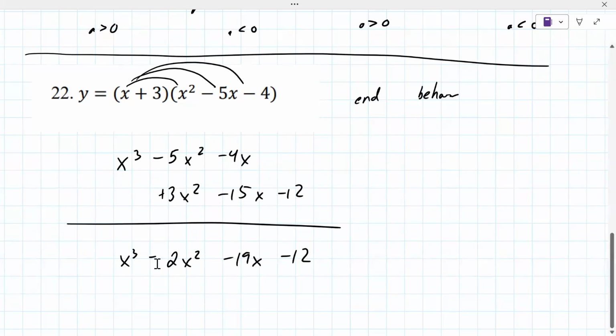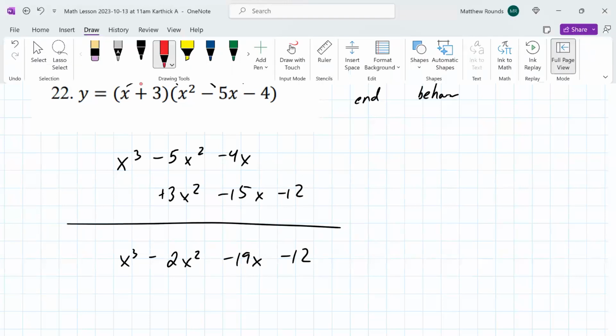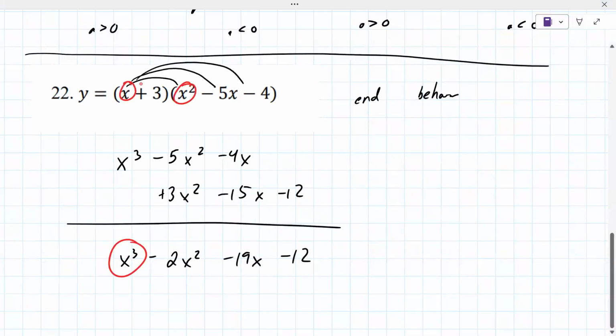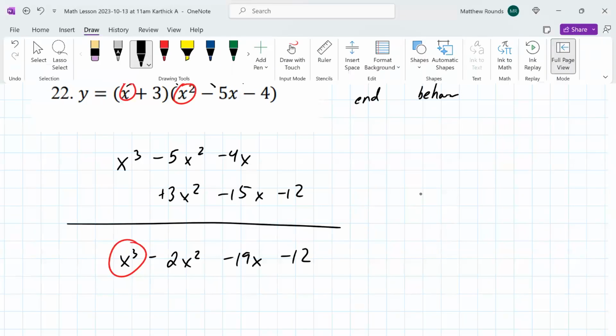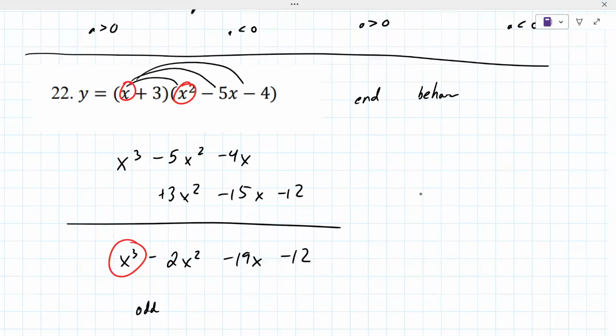But was there a way to get it without doing all that? And the answer is yes. You could have just recognized that it's the leading one times the leading one. All right. So this one, you go back, it's odd. It's got a greater than 0. So we got this and this.